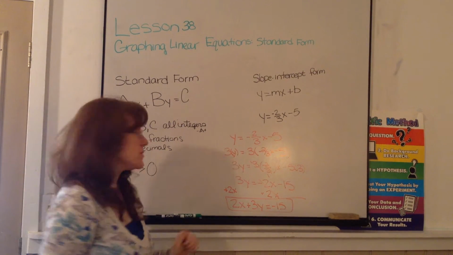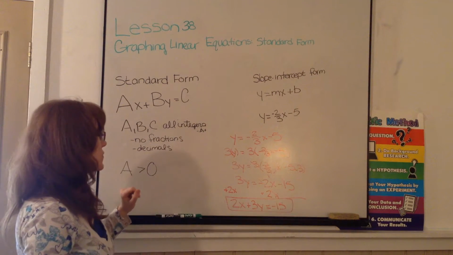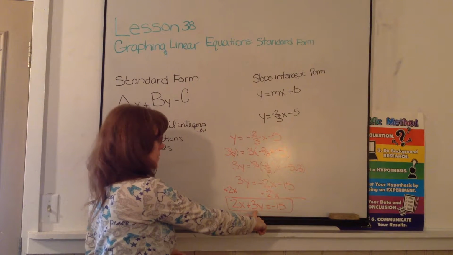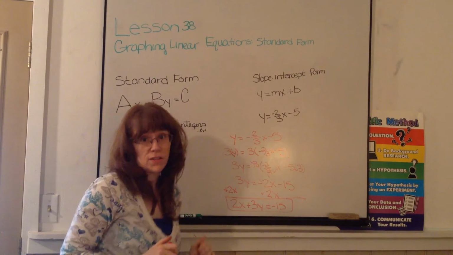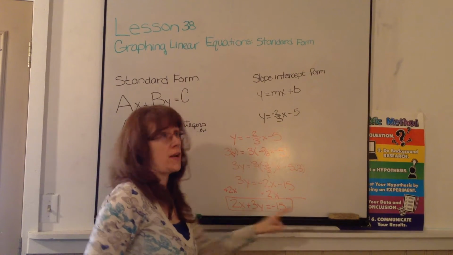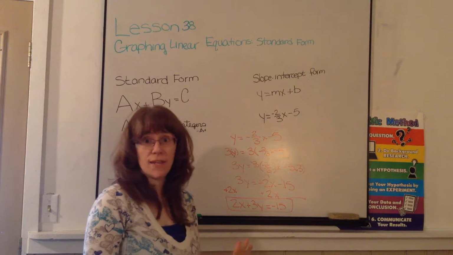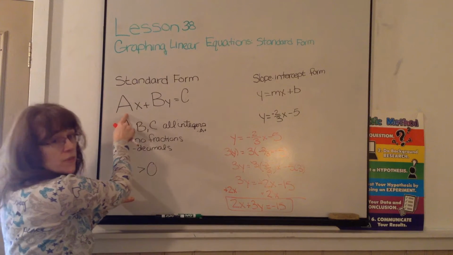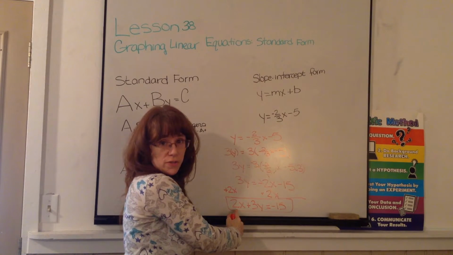I'm going to check my answer against these requirements. Are A, B, and C all integers? Well, 2 is an integer, it's a positive integer. 3 is a positive integer, and negative 15 is a negative integer, so I have all integers. Do I have any fractions? Nope, we took care of that already. Do I have any decimals? This problem didn't have any decimals. I didn't have to worry about that. The last thing is A, which would be my coefficient in front of x. Is it greater than 0? Well, it's 2, and 2 is greater than 0.